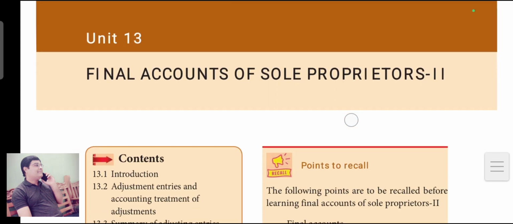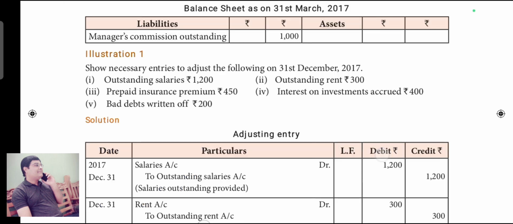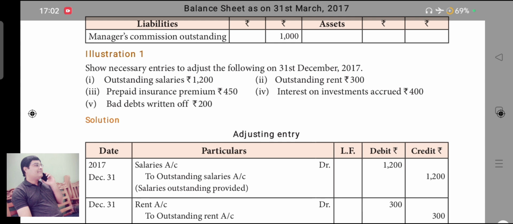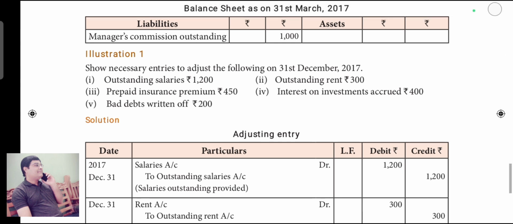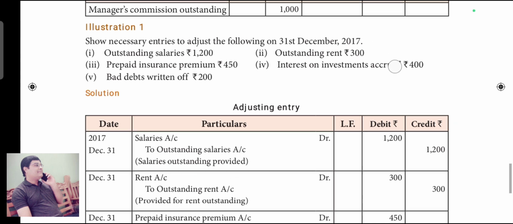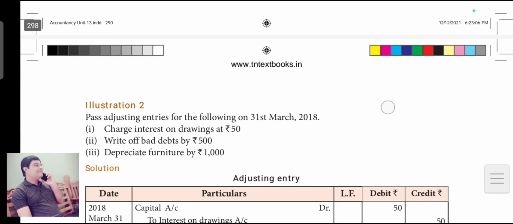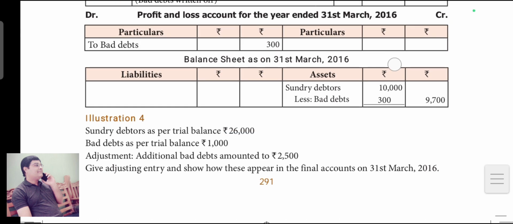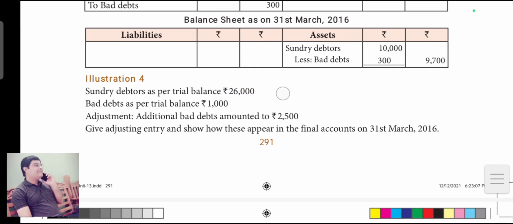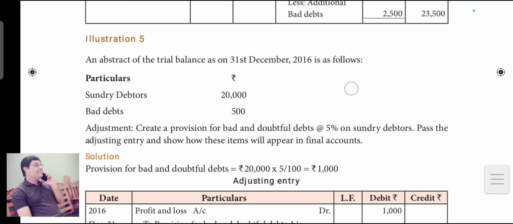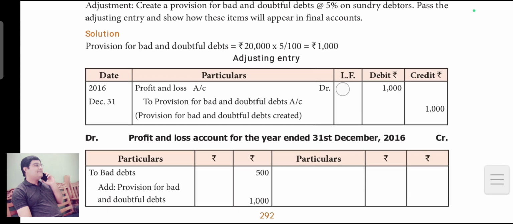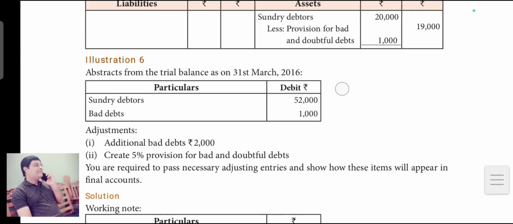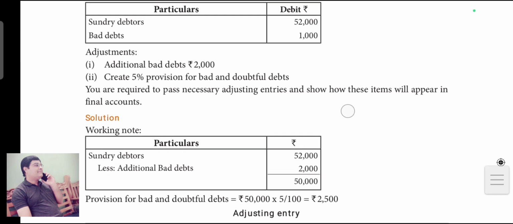Now we move on to 13th chapter, final account of sole proprietorship 2. In this chapter, illustration 1 is important. Then illustration 4 is important. Then illustration 6.